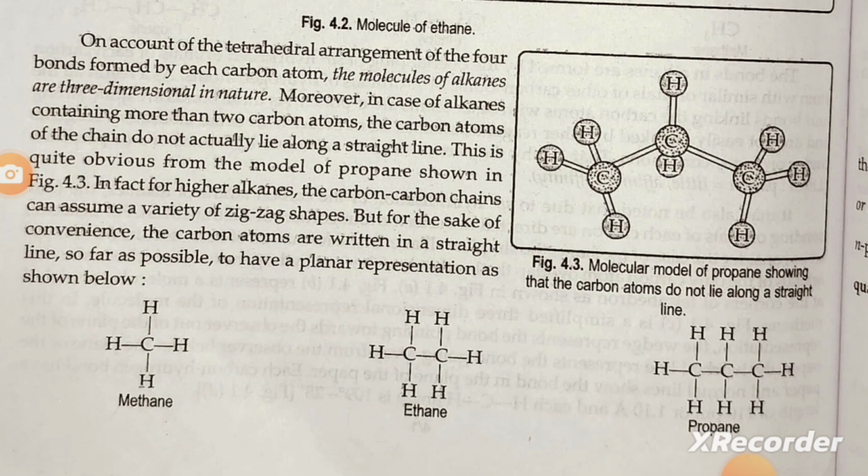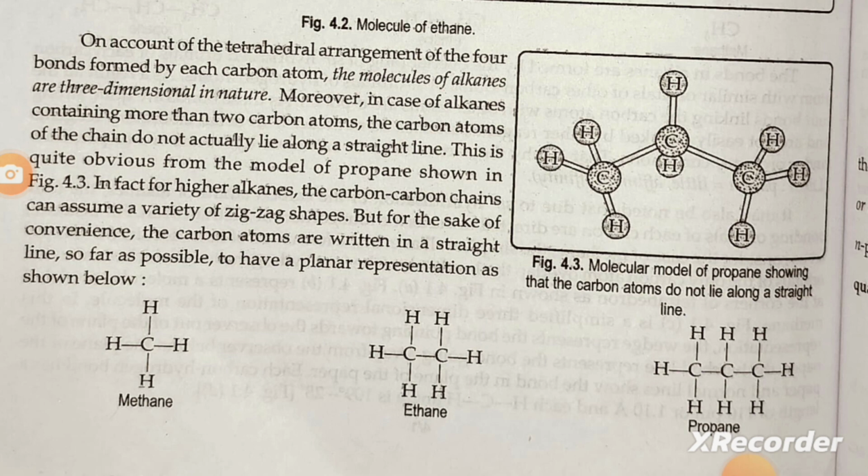On account of the tetrahedral arrangement of the 4 bonds formed by each carbon atom, the molecules of alkanes are 3-dimensional in nature. Moreover, in the case of alkanes containing more than 2 carbon atoms, the carbon atoms of the chain do not actually lie along a straight line. This is quite obvious from the model of propane shown in figure 4.3.